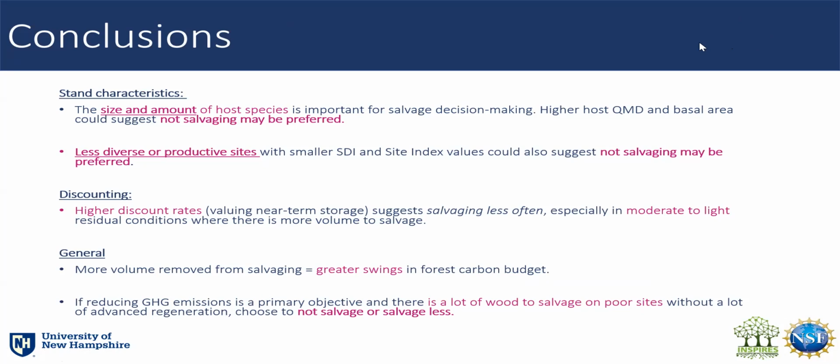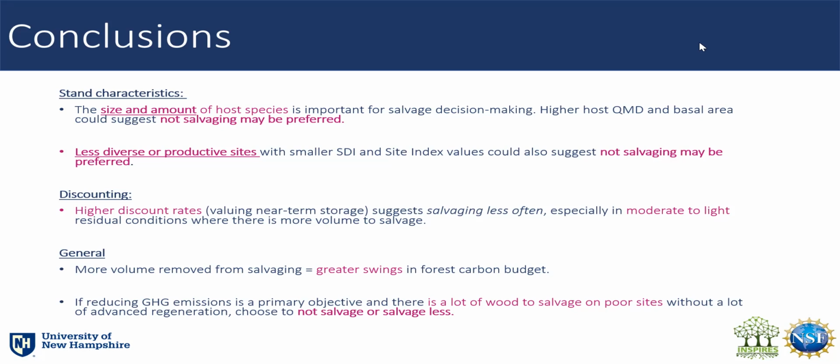In terms of discounting, a higher discount rate, or the more that you value storing carbon in the near term, within the first 10 to 20 years, could suggest salvaging less often may be preferred. And especially in those situations where there's more volume that needs to be taken out, so those moderate to no management residual conditions that we looked at. And then in general, the greater the volume that's removed from salvaging, the greater the swings in the carbon budget and the greater the risk that those carbon debts aren't going to be repaid.